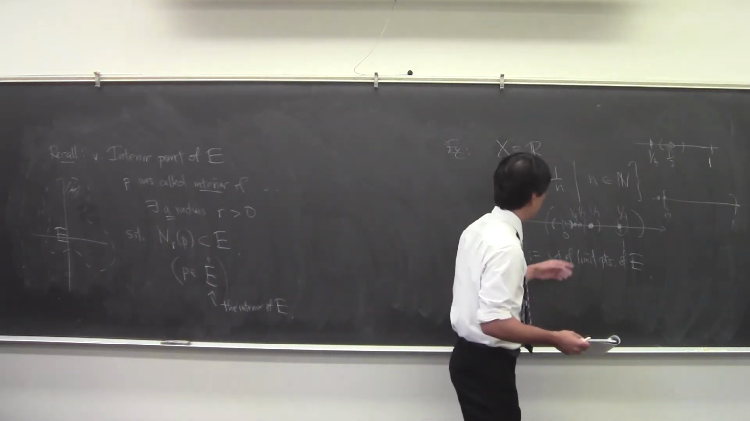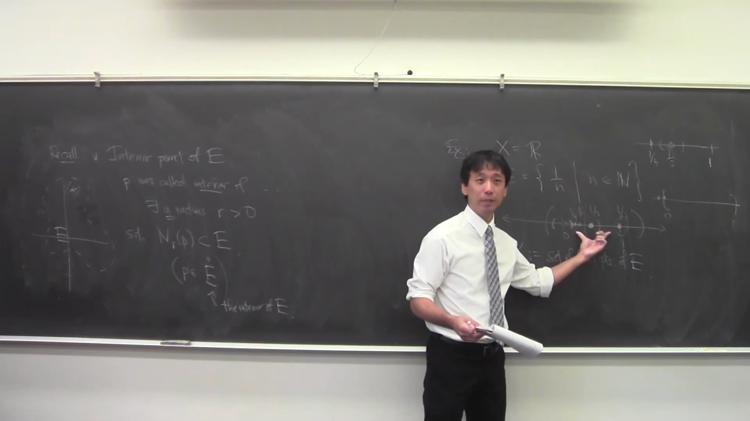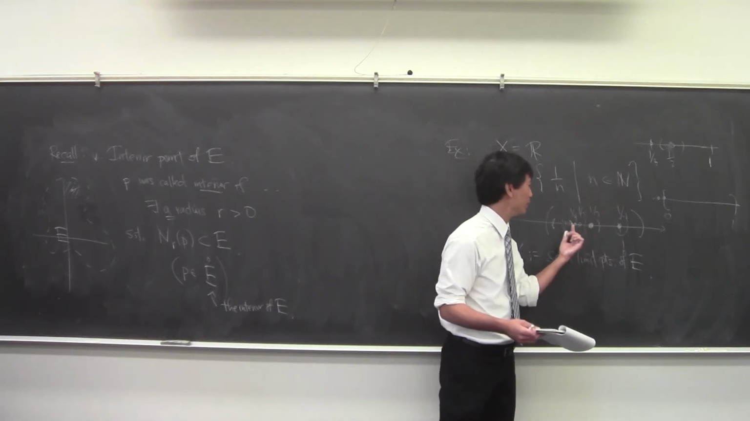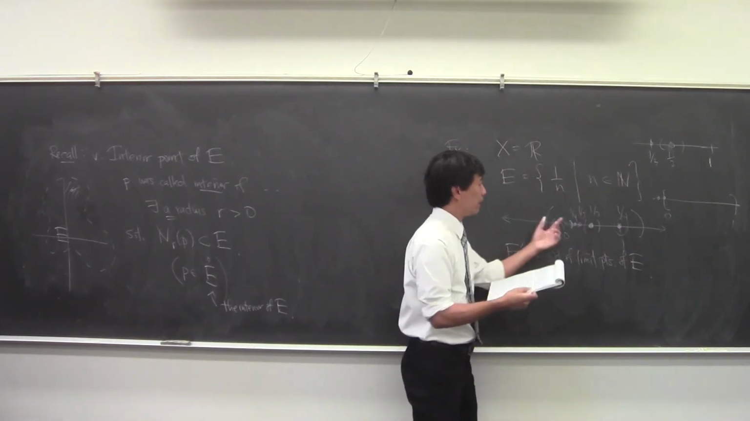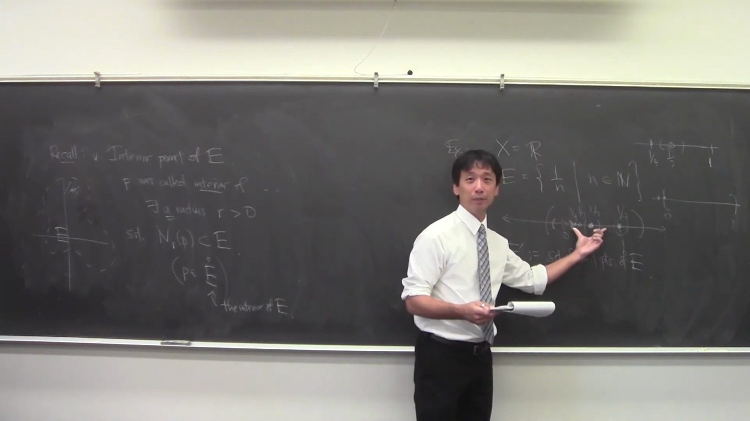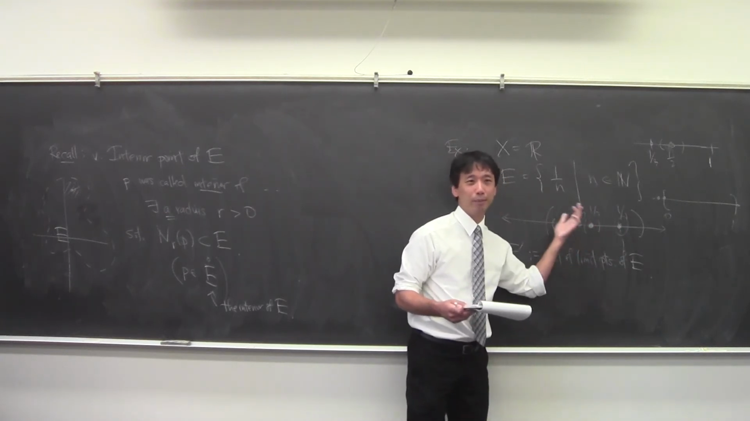Similarly, what's the interior of this set? Same thing, it's also empty, for similar reasons. You're never going to find a point with a neighborhood that's contained entirely inside of this set. This set consists of discrete points. There's no way that's going to happen.